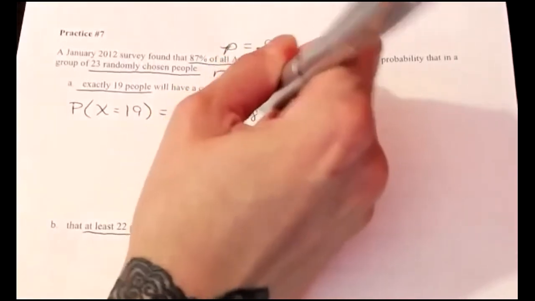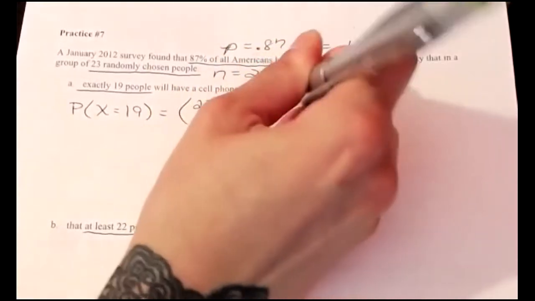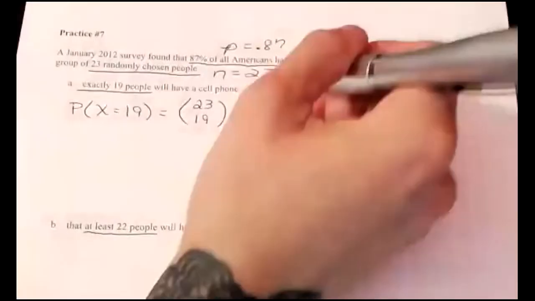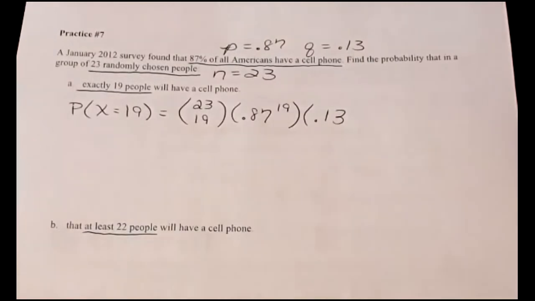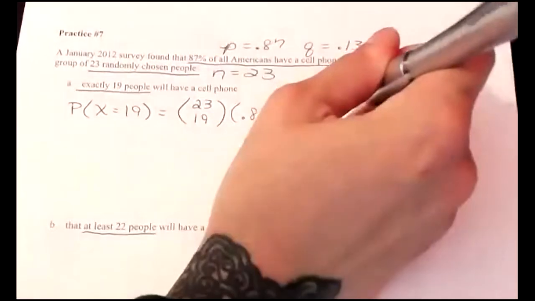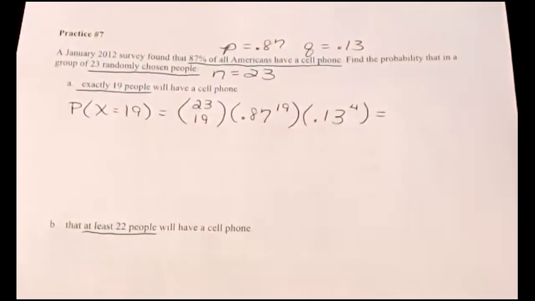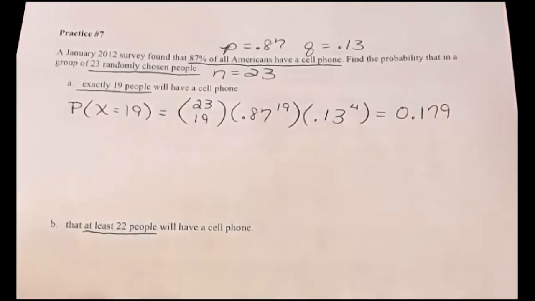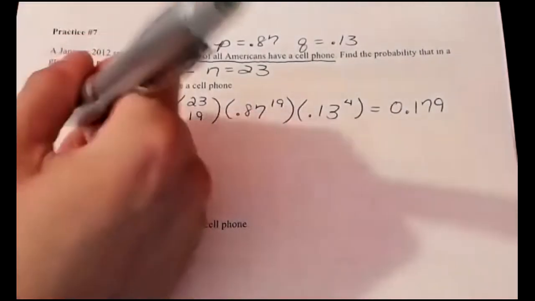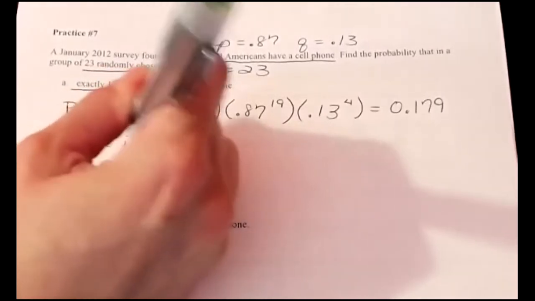23, choose 19. 19 of them will have a cell phone. So we're going to say 0.87 raised to the 19th power. And then the probability of failure is 0.13. If 19 of them have a cell phone, that means that 23 minus 19 is 4. 4 of them won't. When you punch this into your calculator, you should have had 0.179 as your probability.